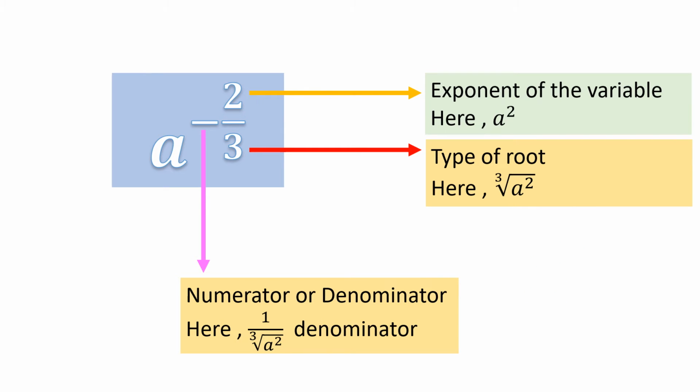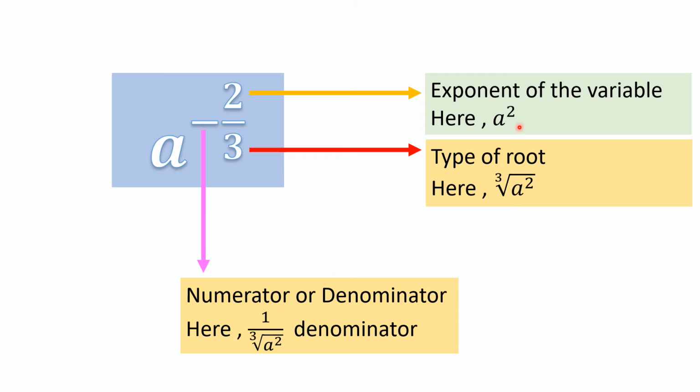Now the next one is this type of root. Now 3 shows the type of root. Whatever number is below in the denominator shows the type of root. So here what root is it going to be? It's going to be cube root. So cube root of a square, right? And what does this minus indicate? This minus indicates numerator or denominator, which means if it's plus, this expression is going to be in the numerator. If it's minus, then this entire expression is going to be in the denominator. So 1 by cube root of a square.